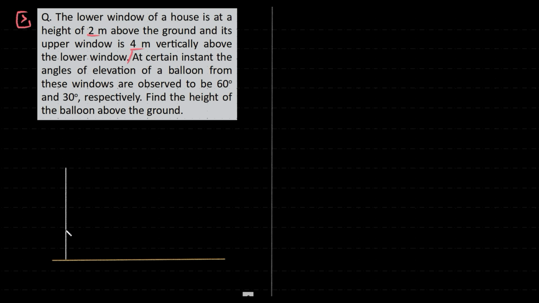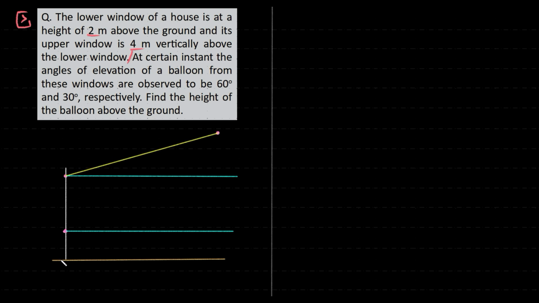So we have the first window. This is the point of observation, and 4 meters above, there's another point of observation. The thing being observed is somewhere over here. We have a horizontal line and another horizontal line, and then we have the angle of elevation and the angle of elevation. Next is the measurement. We need to write the measurement.